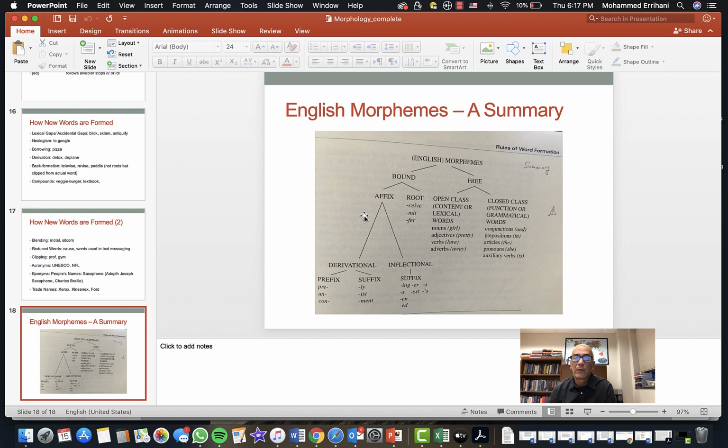Now I have thought of a word to which you can add ment: assess. The word assess is a verb. If you add ment, it becomes assessment. So from a verb you derive a noun by adding ment.